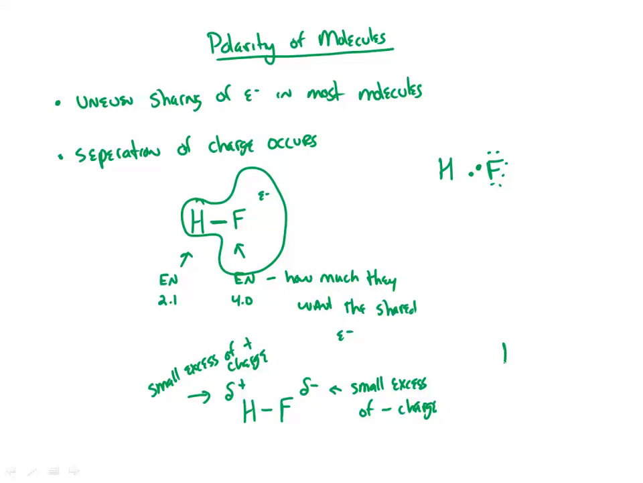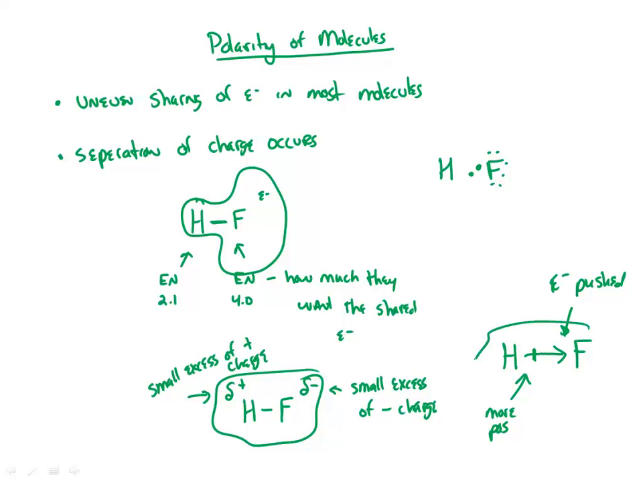And then sometimes you'll see some books do it like this, where they draw an arrow and put a plus sign on one side. This is basically saying that this is more positive, and that the electrons are being pushed towards the fluorine. I personally prefer the delta notation, although the arrow is pretty easy to draw, nice, quick, and dirty and fast. It lets you see where the electrons are.